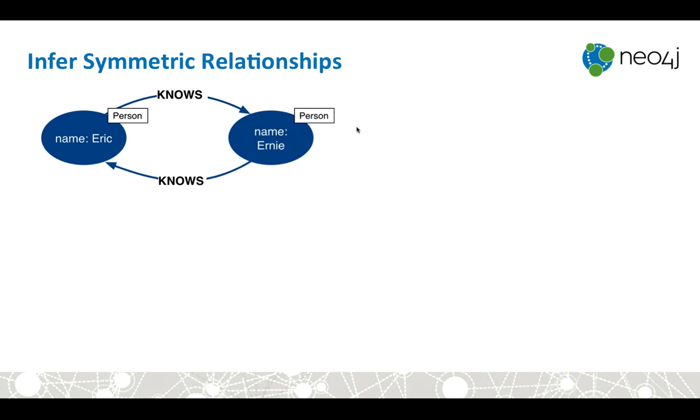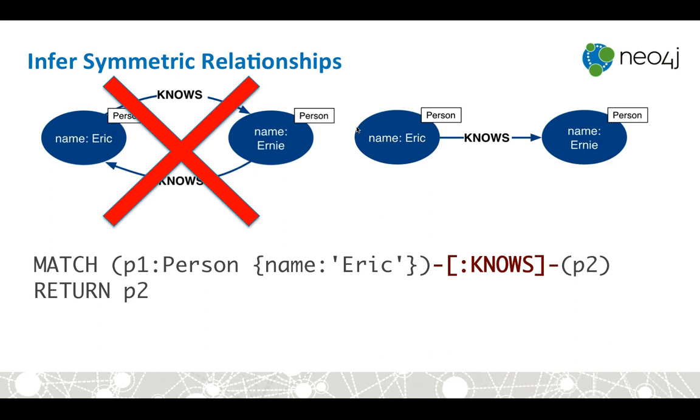So one aspect is we should not store symmetric relationships twice. So if a person knows another person, that's an automatic bidirectional relationship. If I know you, you know me as well. And if I have a relationship like that, I only have to store one relationship and then rather choose to ignore the direction in the query, as you can see below.